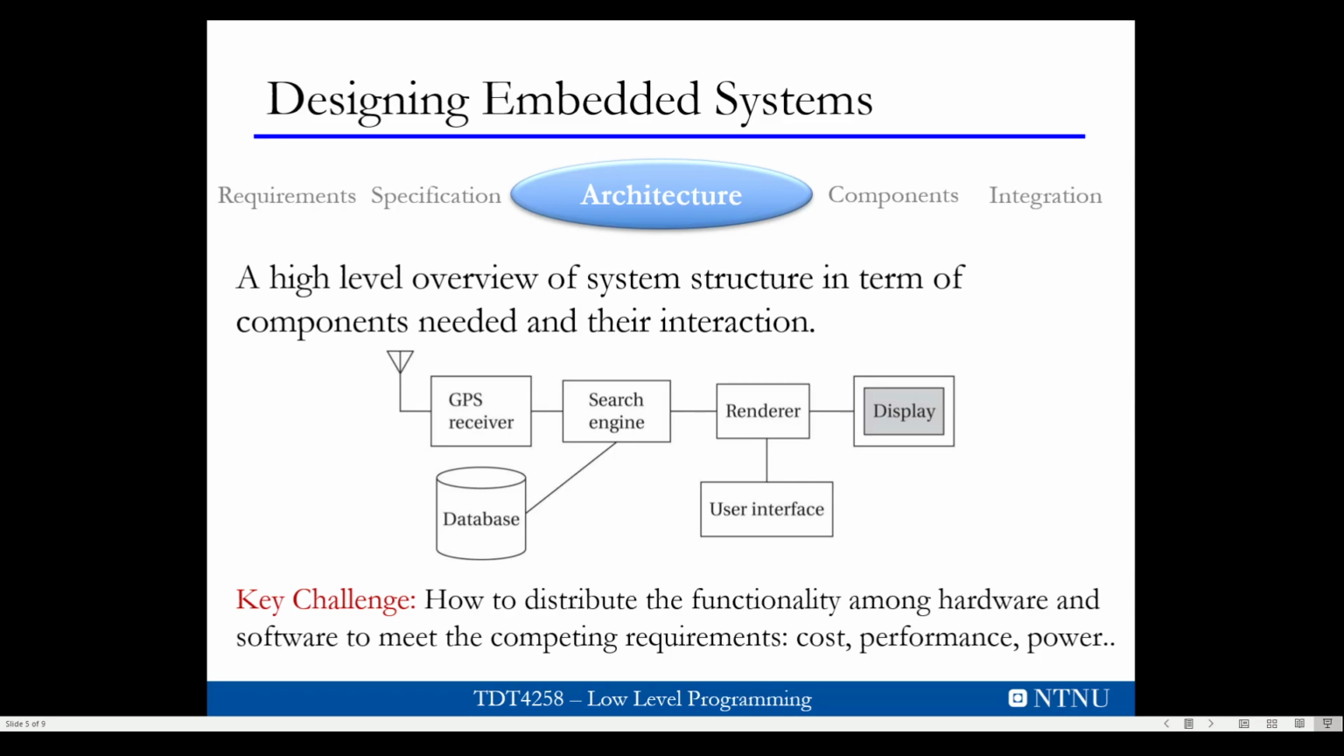As you see, in theory, all of these components can be designed in hardware, but that might be too much cost, or it might be too much power consuming, too much design complexity. So at this stage, we need to decide which of these components should be in hardware and which one should be in software while meeting the system requirements of cost, performance, and power, and maybe more.